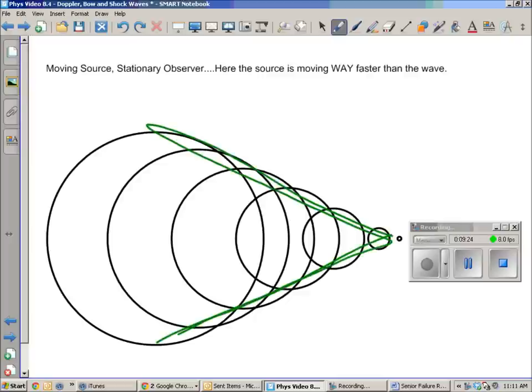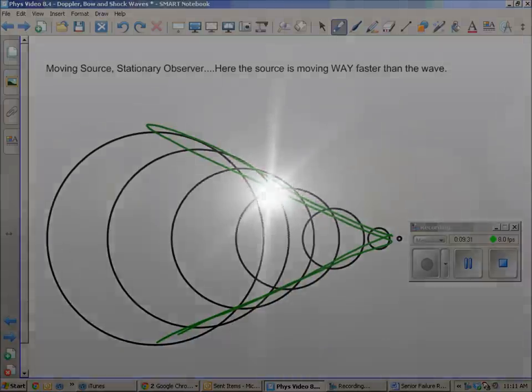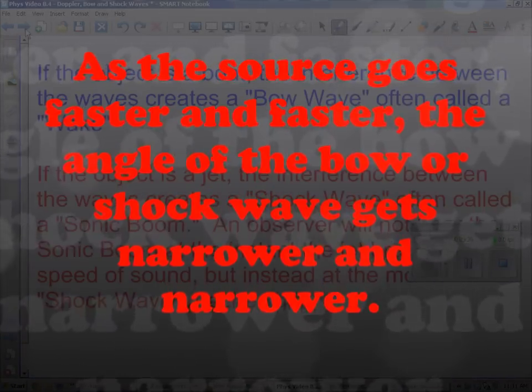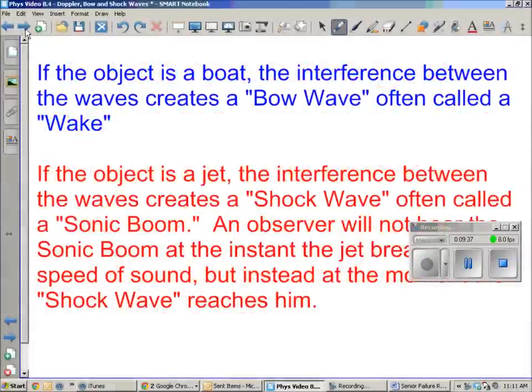Okay, so it is worth noting, and I don't think I wrote this in the video, you should write it down: as the source goes faster and faster, the angle of that bow wave or shock wave gets narrower and narrower.